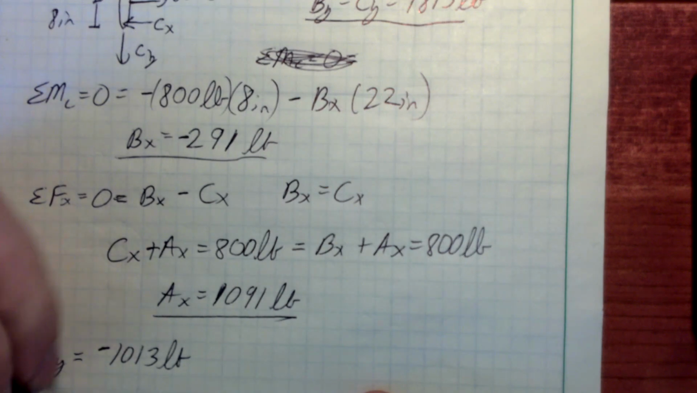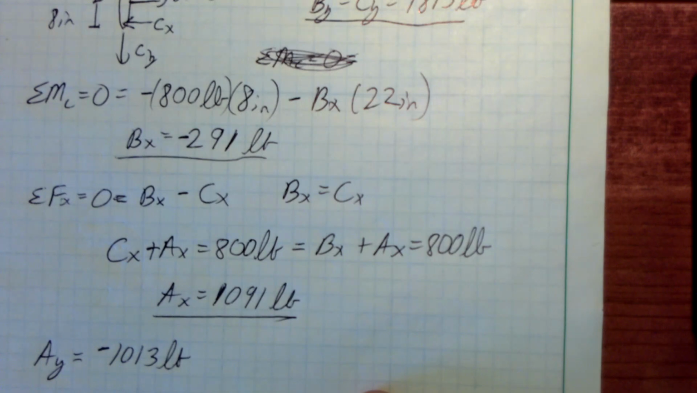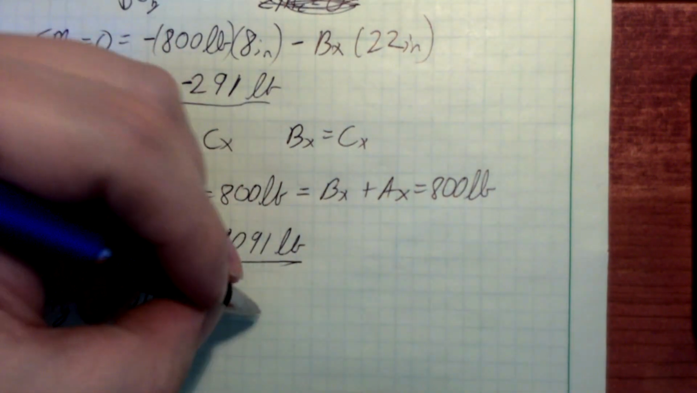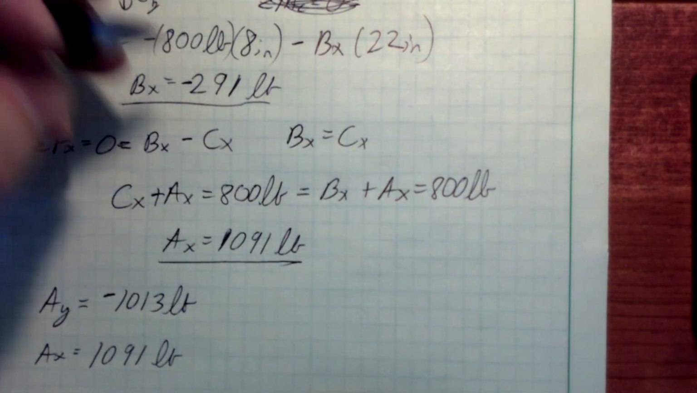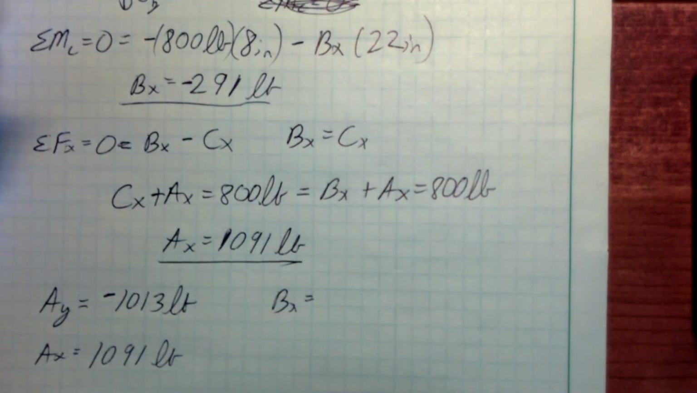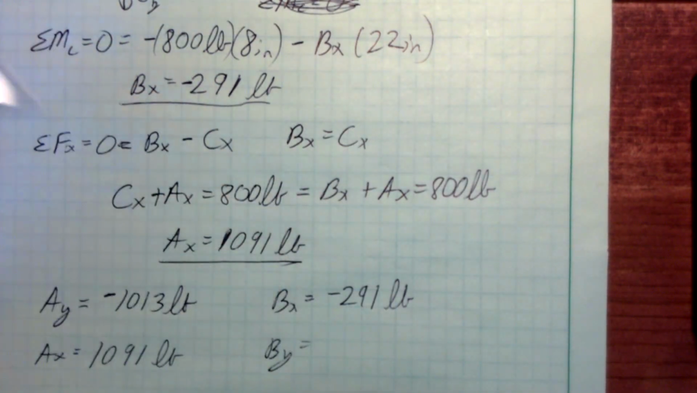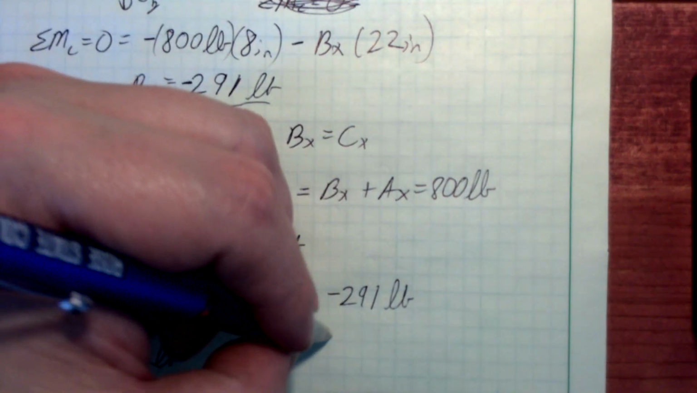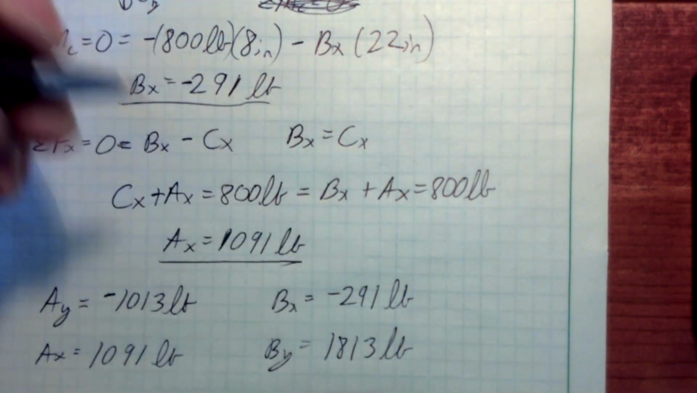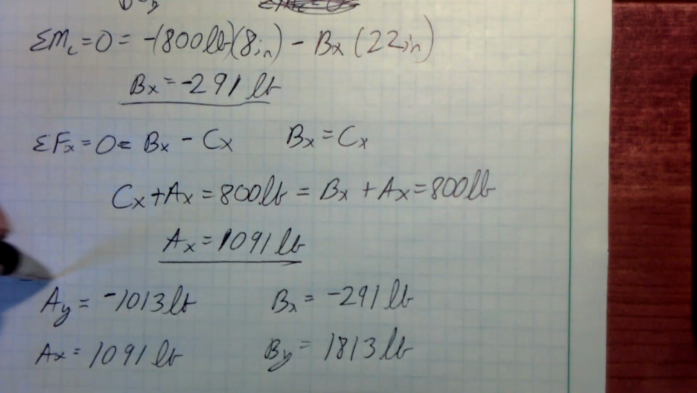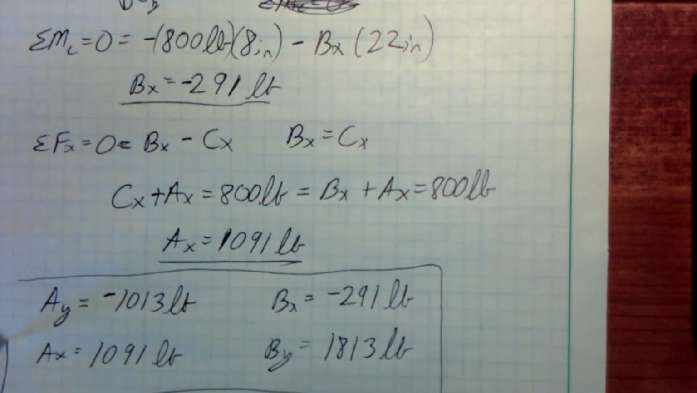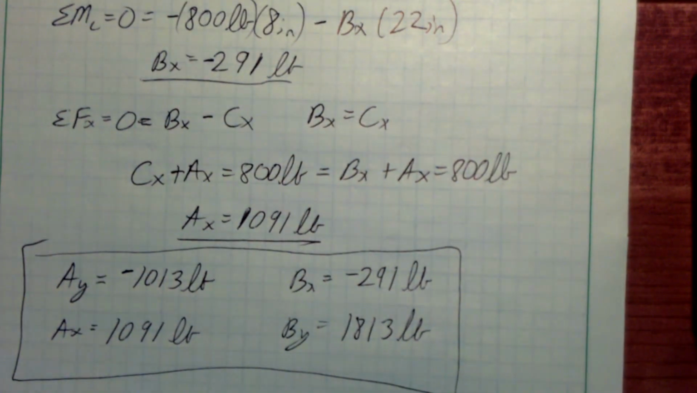AX we just found to be 1,091 pounds. That disagrees with what I've written earlier. I'll pause and look at it here in just a second. Let's see, BX I found to be minus 291 pounds. And I found BY to be 1,813 pounds. Again, I'm going to consolidate with my notes here and see which one of these I like better. But that's what I have now. So I'm going to pause for a moment.